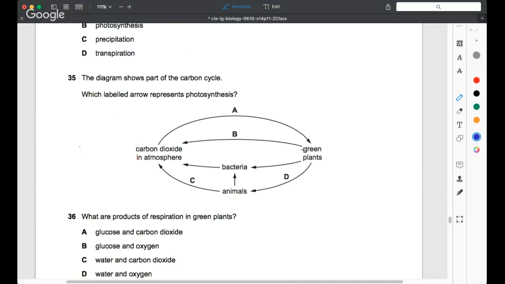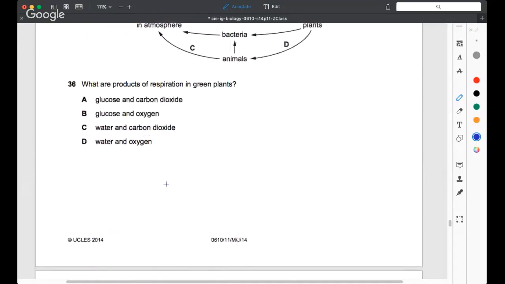A. Green plants going into carbon dioxide in the atmosphere. So that's either burning the plants or them being eaten, and then the animal dying. And then D is animals eating the plants and animals dying. It puts carbon dioxide into the atmosphere, or animals breathing and respiring.